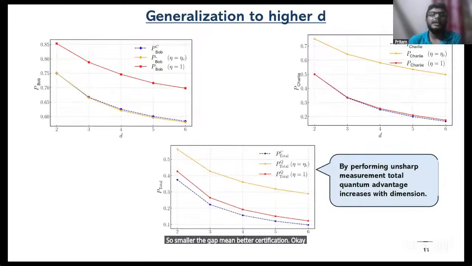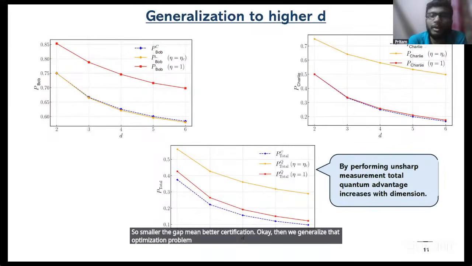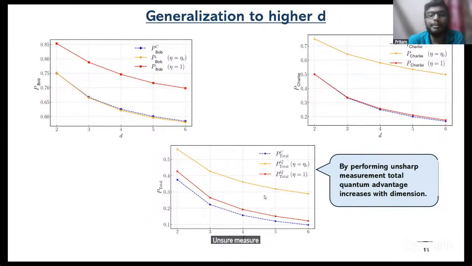Then we generalize that optimization problem using seesaw optimization and find a lower bound for dimension D from 2 to 6. We plot that, and if we calculate the total success probability, we can see that with increasing dimension, unsharp measurement gives us a better quantum advantage.